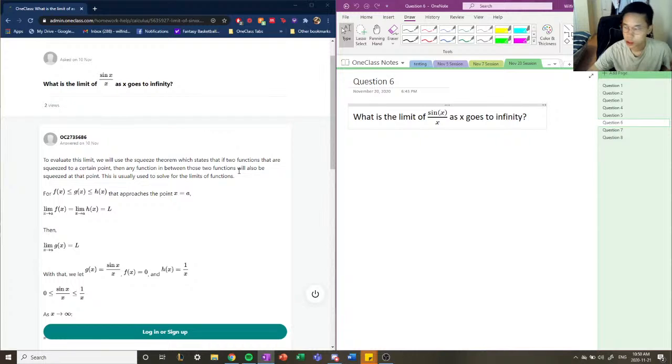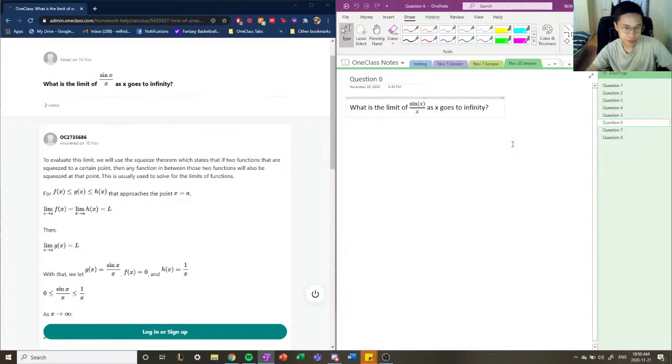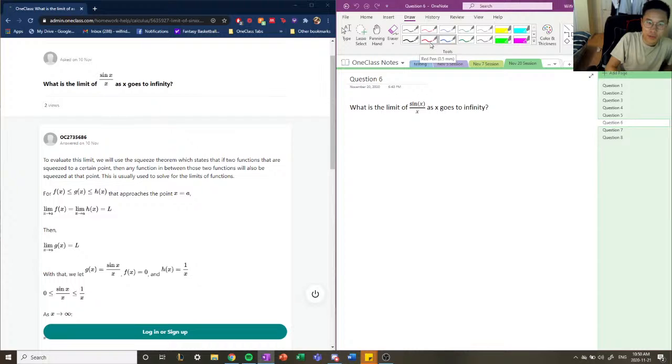All right, cool. So we're going to talk about the squeeze theorem again. The question reads, what is the limit of sine x over x as x goes to infinity? Okay. So the squeeze theorem goes like this, okay? So it's a squeeze theorem.